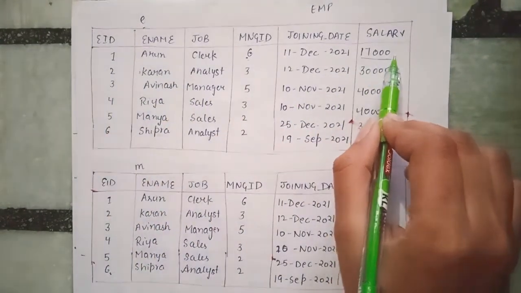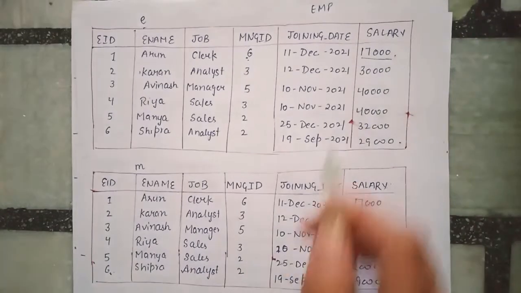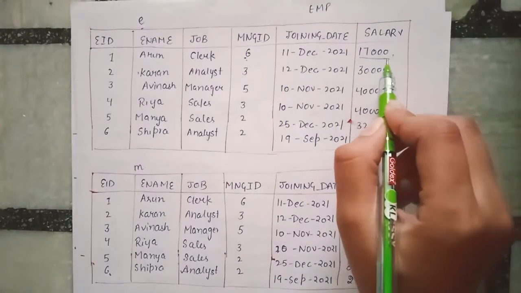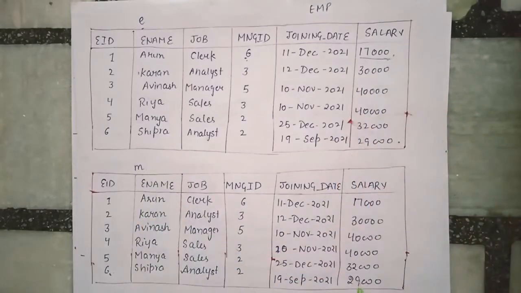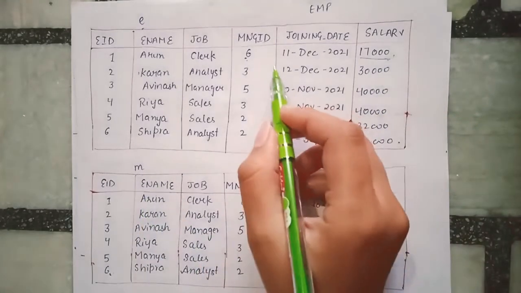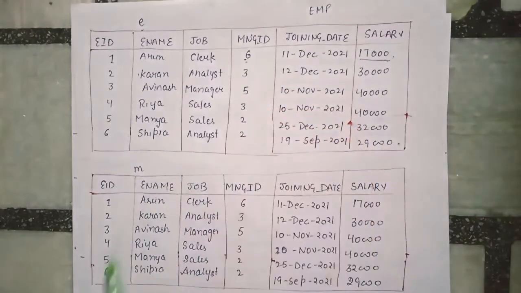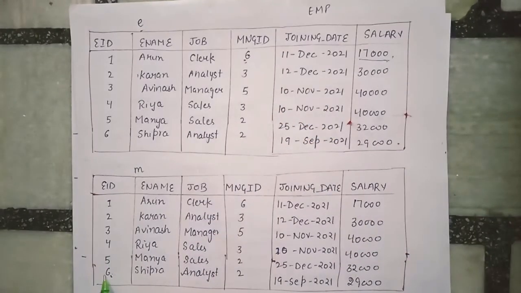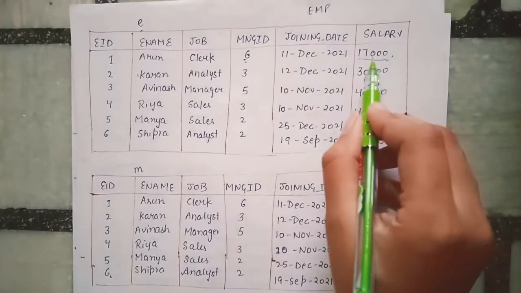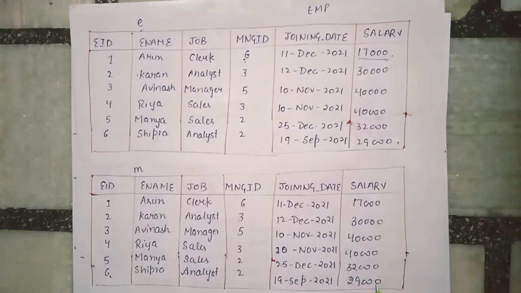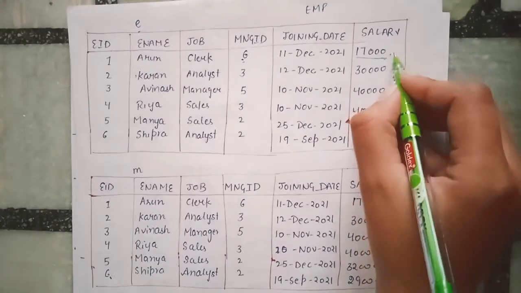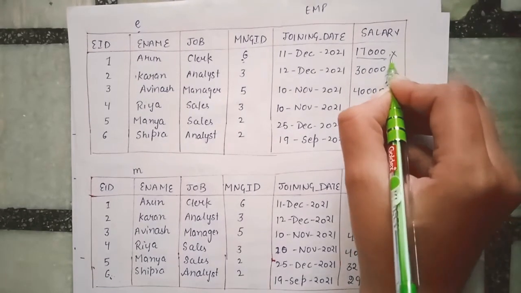Okay, in this record we will take the salary that is 17,000 and compare it to the m dot salary, where the manager id, that is 6, will be the same as the employee id in this record. So we will compare this with the salary of this record, that is 29,000. Now see here, 17,000 is less than 29,000, so it will not be considered as a resultant record.